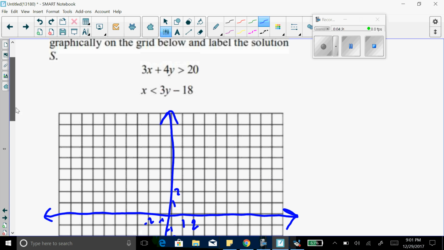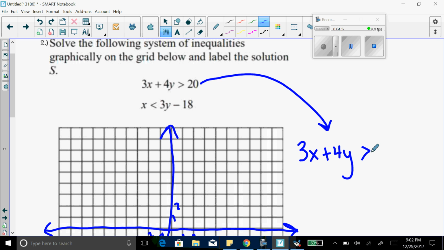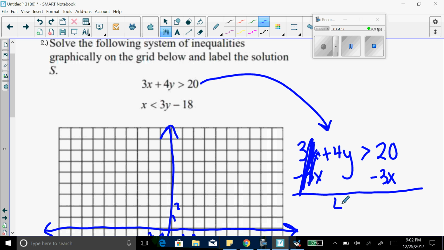So, first thing we need to do, and I'm going to help you guys do this again, is get each of the inequalities into y equals form. So the first one here, to get it into y equals form, I have 3x plus 4y is greater than 20. So in order to get y by itself, we need to subtract 3x from both sides. The 20 and the 3x can't combine because 20 doesn't have an x. So the 3x's cancel, and you get 4y is greater than 20 minus 3x.